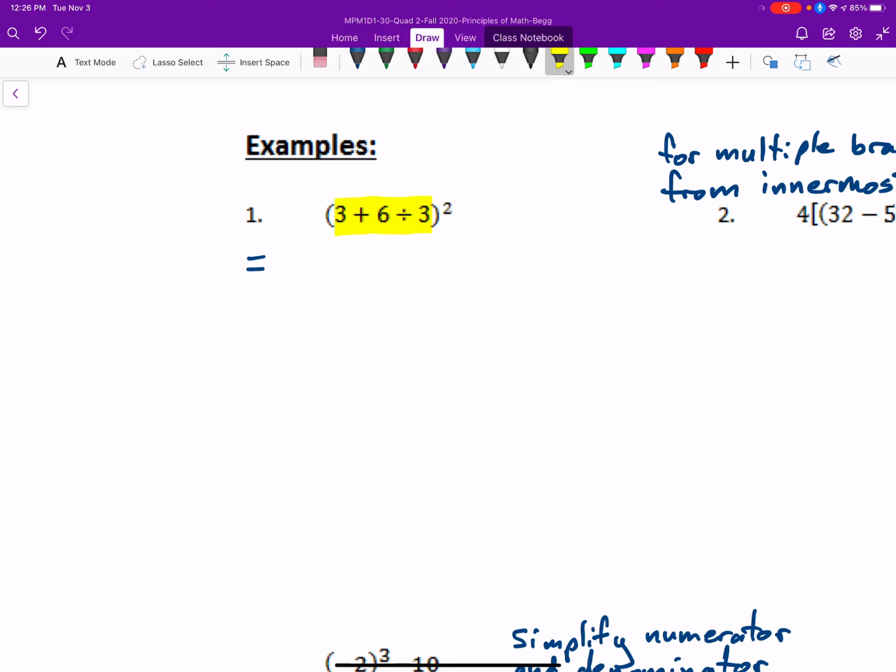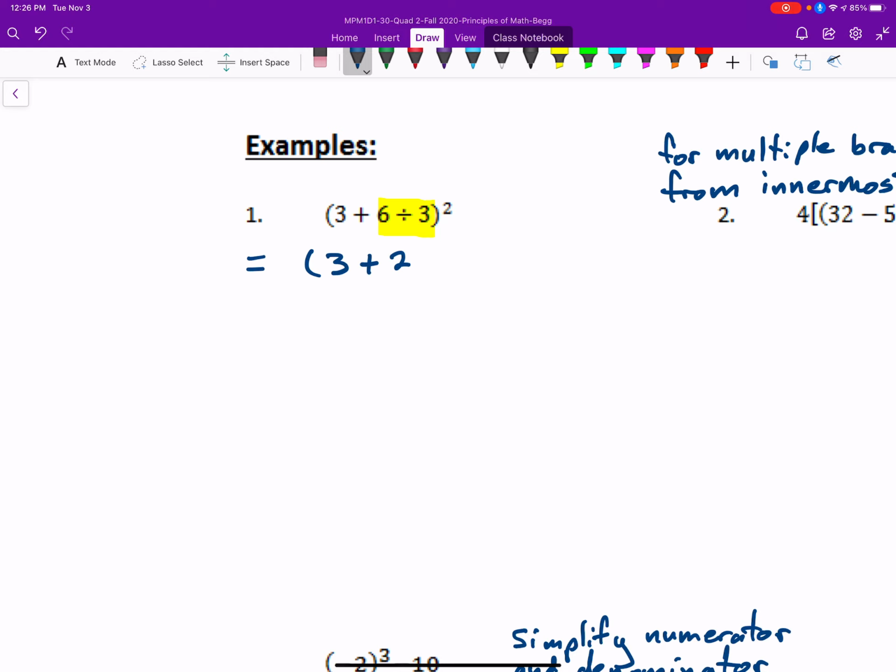So look, ignore the squaring for now and just look at what I've highlighted in yellow, almost like its own problem. And again, choose which one comes first. So if I've got a plus and a divide inside the brackets, divide comes first. So I'm going to leave that 3 where it is, and I'm going to divide the 6 and the 3. 6 divided by 3 is equal to 2.